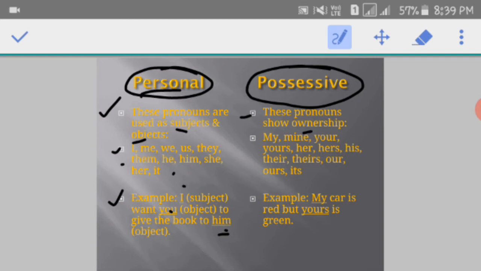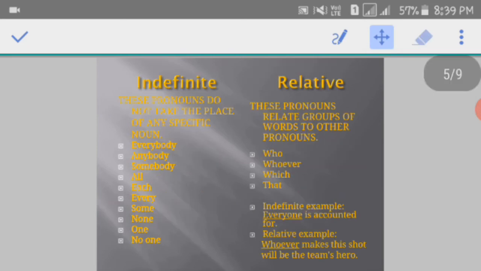Now the next one is the possessive pronoun. What is a possessive pronoun? This pronoun shows ownership, meaning we possess something, like my, our, your, their, his, her, its. For example: my car is red but yours is green. What word is showing possession here? In the first, my, and in the second, yours. So these pronouns are called possessive pronouns.